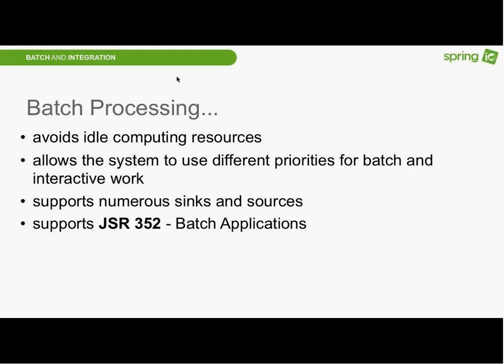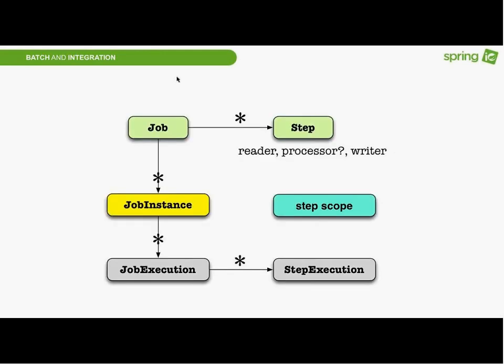I mentioned that this example uses Spring Batch, and we've talked about Spring Batch before. Spring Batch is a great way to avoid idle computing resources. Batch processing, of course, is something that's been around since time immemorial. Spring Batch is very much the inspiration for the new JSR, but the JSR is a very, very small subset of Spring Batch's full capability. So definitely check out Spring Batch if you can.